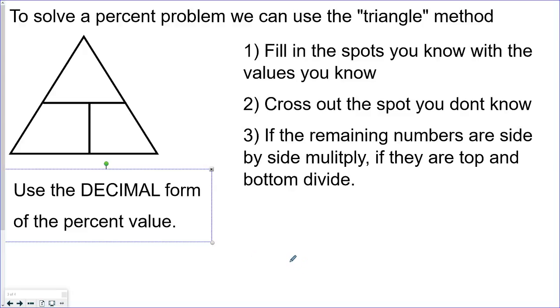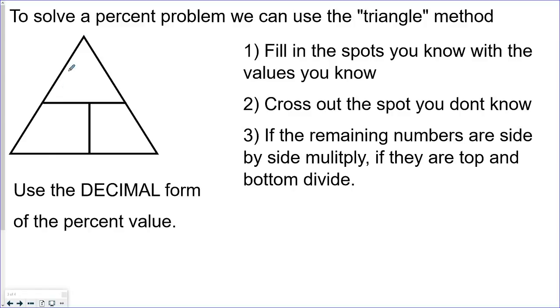In the triangle method, you're basically going to be using a triangle to help you figure out what you're going to do, because all the percent problems that we're going to be looking at can be solved by either multiplying or dividing the values that you have. Most, like 90% of them, can be solved by simply multiplying or dividing one of the numbers by the other. But you have to know, when do you multiply, when do you divide? That's where the triangle comes in.